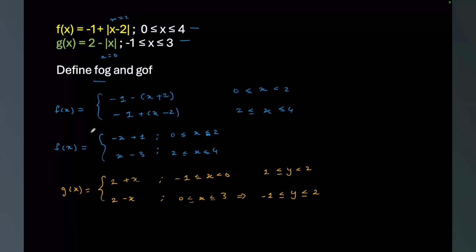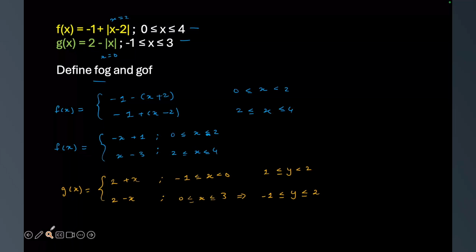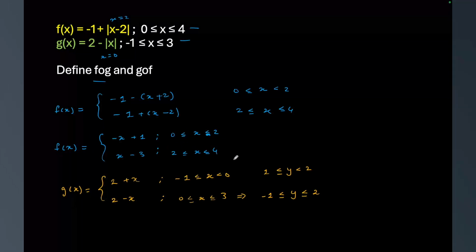Now let's look at this part, okay? The domain for this function is from 0 to 2, and this is 2 to 4. Well, if you look at both of the g of x's, neither of them have a range more than 2, right? They all stop at 2. So essentially, it won't even go into this function. It'll just go into 0 to 2 or -1 to 2.